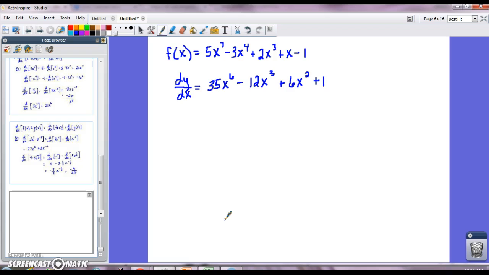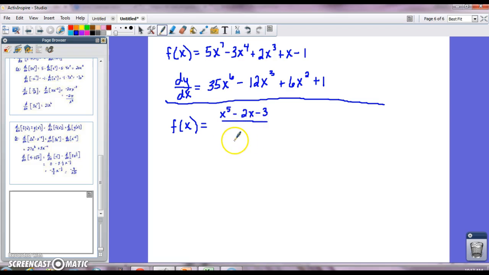It's when we get into different types of expressions, when you're dealing with rational expressions, that it's a little bit different. So let me show you what I mean by that. That was a polynomial, but what if I had f of x is equal to x to the 5th minus 2x minus 3 over 3 square root x? So now I'm dealing with a rational function, right?